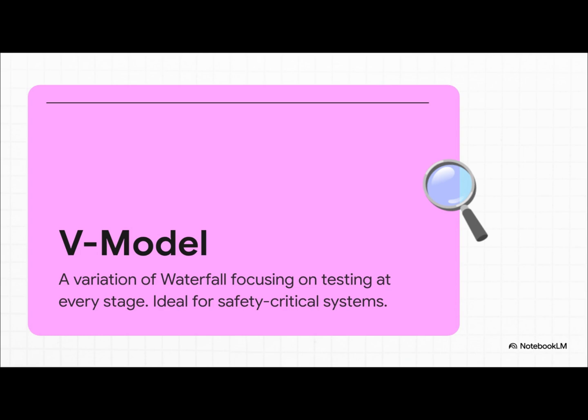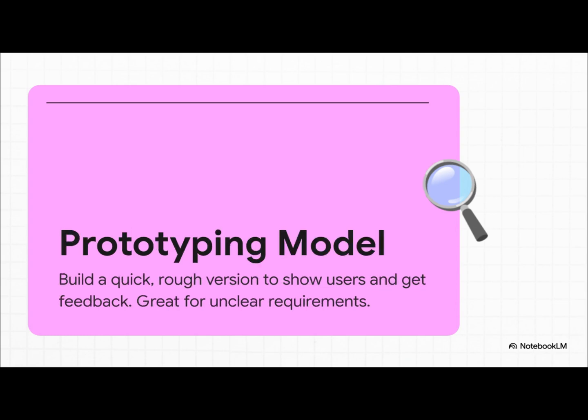But what if you don't even really know what you want to build? That's where the prototyping model is a lifesaver. You build a quick, rough version to get in front of users. They give you feedback, you refine it, and you just keep repeating that loop. It's the perfect solution for that classic "I'll know it when I see it" problem.